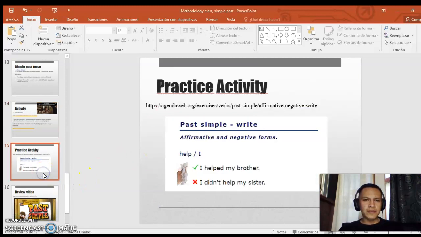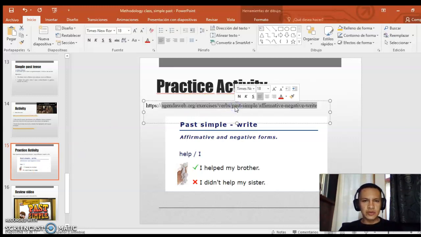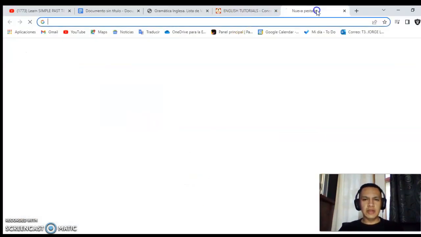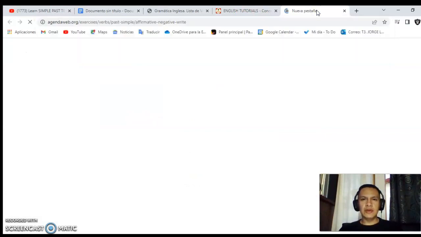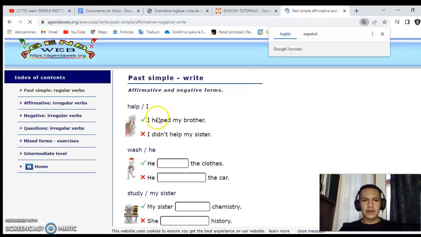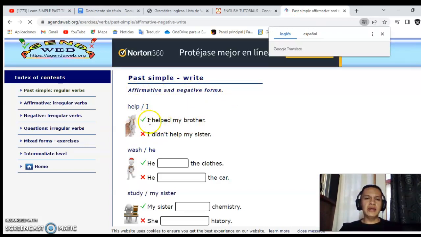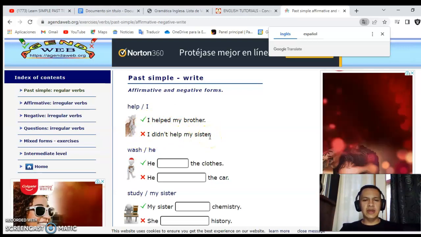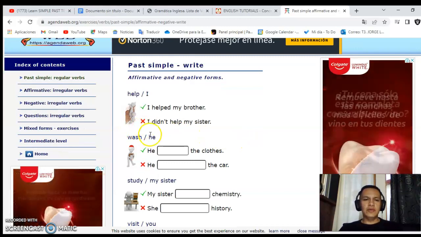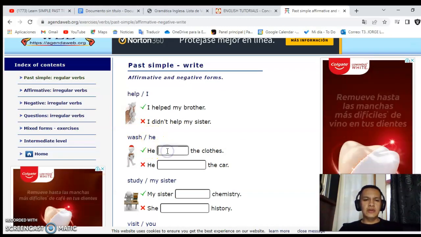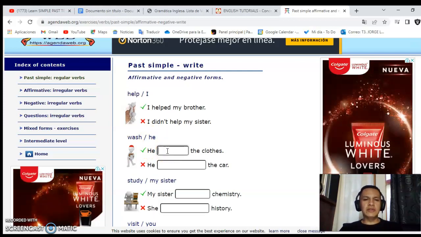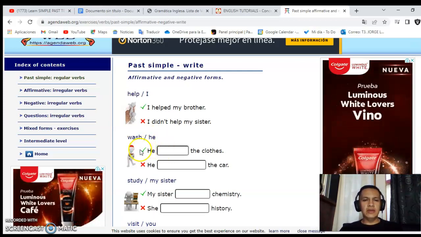we have this activity that is really helpful to study the affirmative and negative form of the simple past. Okay? I'm going to show you one example. Okay, this part, as you can see, I helped my brother, and the negative form, I didn't help my sister. Okay? So you have to put the verb in the correct form when we talk about the simple past tense, okay? In the affirmative and in the negative form.